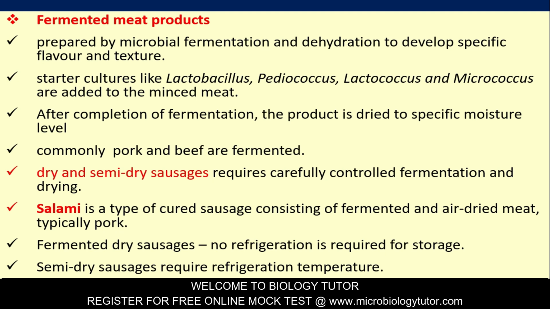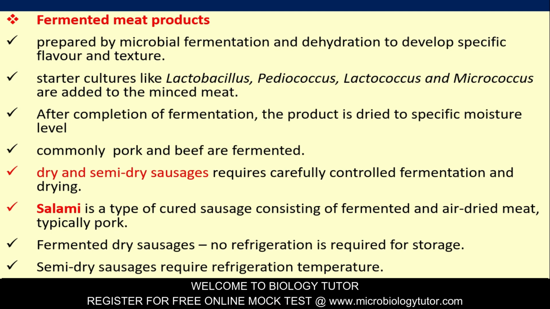Fermented meat products. What are different fermented meat products? Prepared by microbial fermentation and dehydration to develop specific flavor and texture. Starter cultures like Lactobacillus, Pediococcus, Lactococcus, and Micrococcus are added to the minced meat. After completion of fermentation, the product is dried to a specific moisture level. Commonly, pork and beef are fermented. Dry and semi-dry sausages require carefully controlled fermentation and drying.